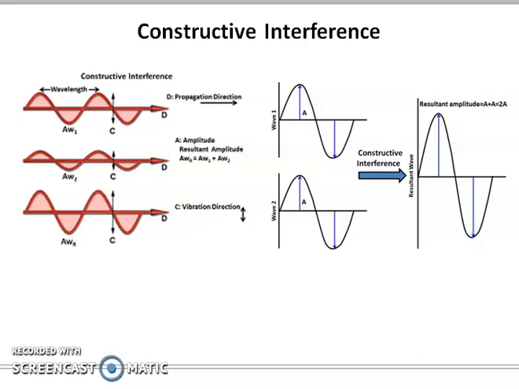This is the fundamental of Bragg's law, how constructive interference takes place. If you see, this is one wavelength and this is another wavelength, and they are both propagating with the same phase. In this way constructive interference takes place, and due to that the total amplitude of the wave is constructive.